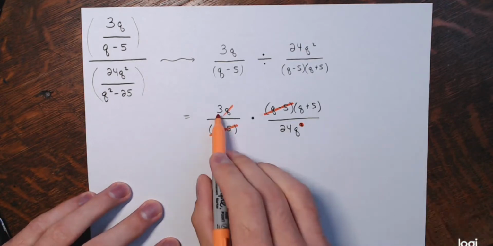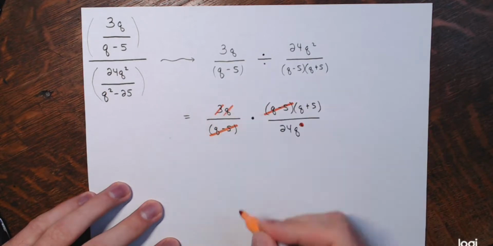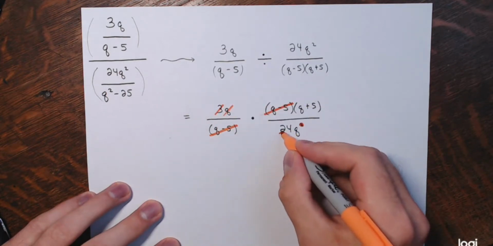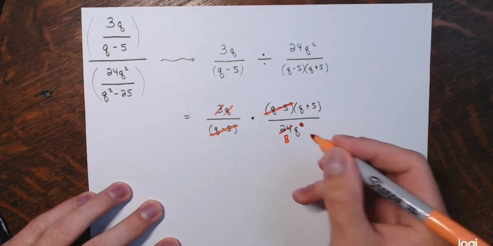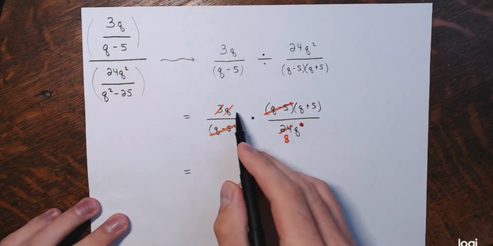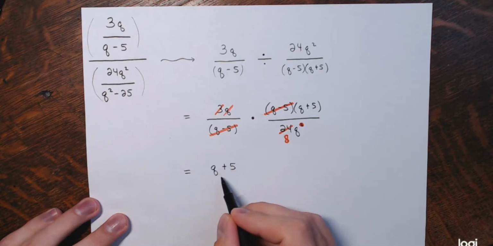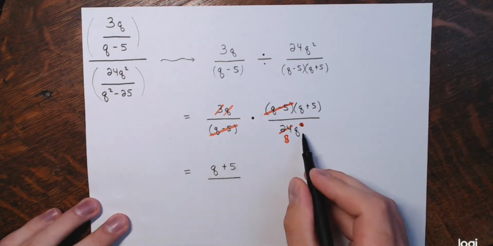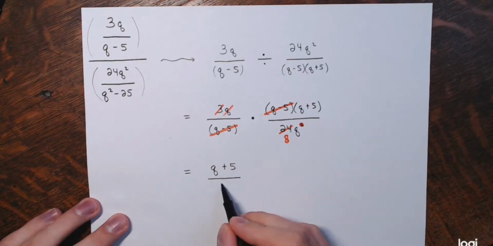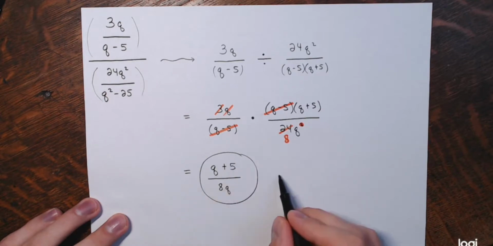And then 3 goes into 24 8 times. This is 3 times 1, so that becomes 1, and 3 would cancel here, you'd be left with 8. So in the numerator, the only factor left is q plus 5. And in the denominator, the only factors left are 8 and q. And that's as simple as this gets.